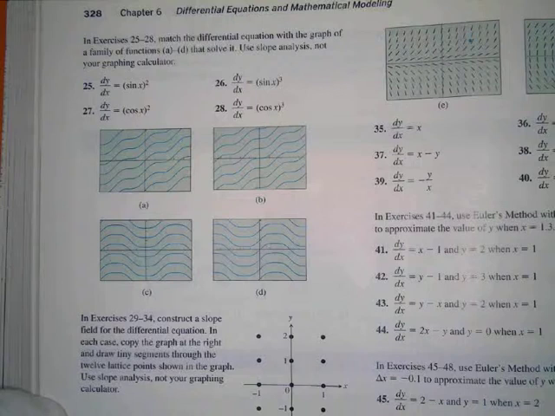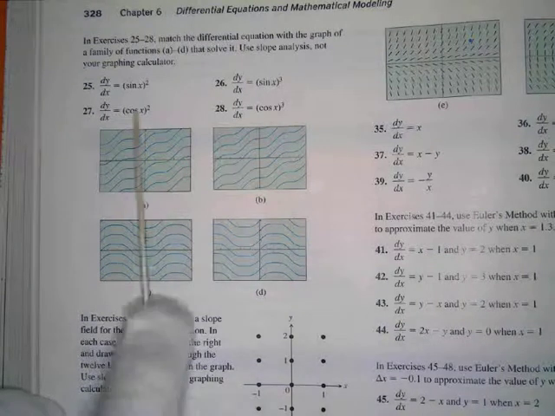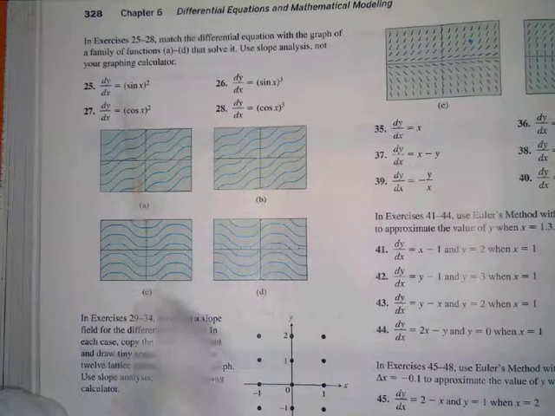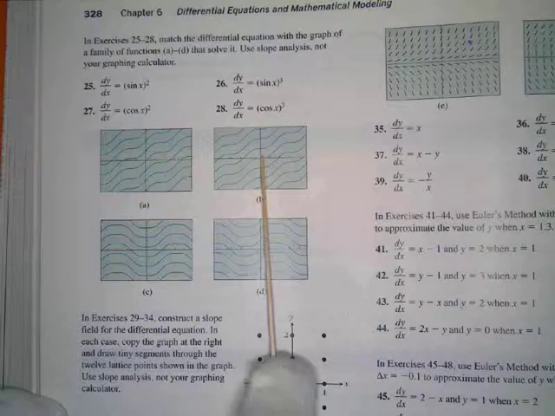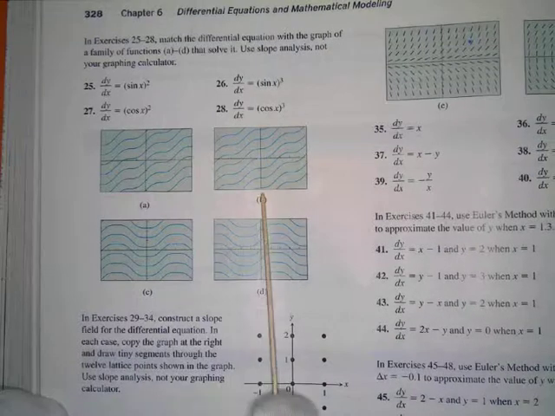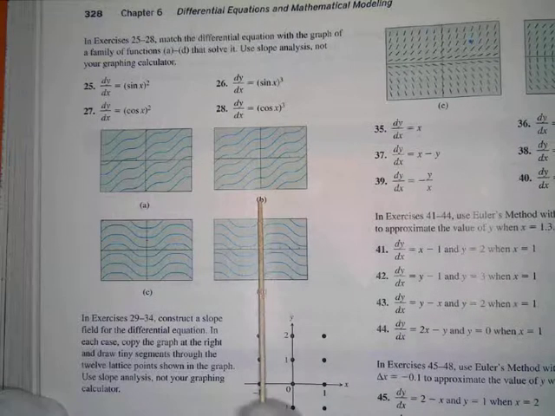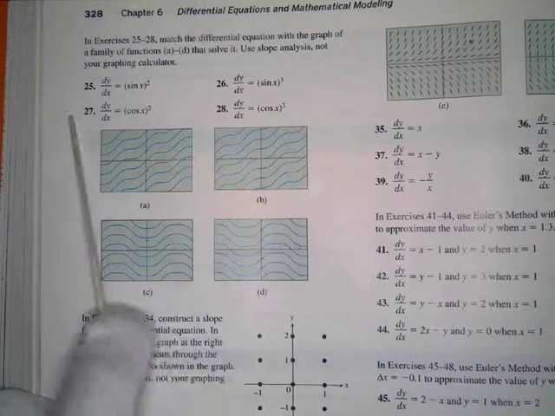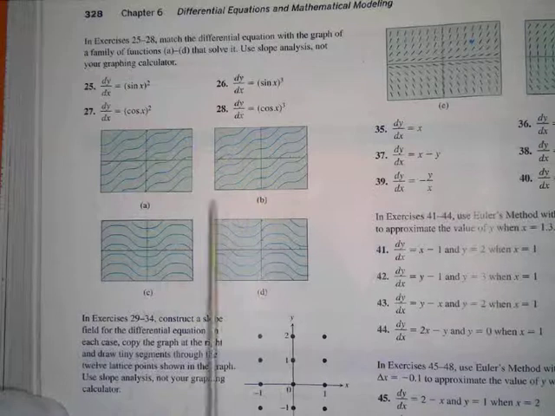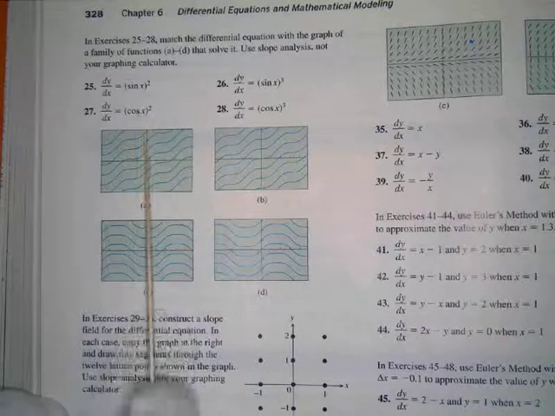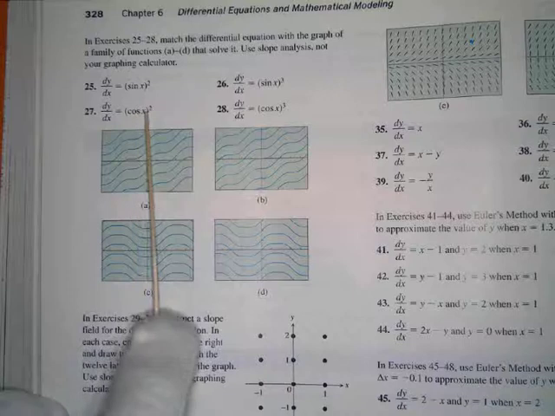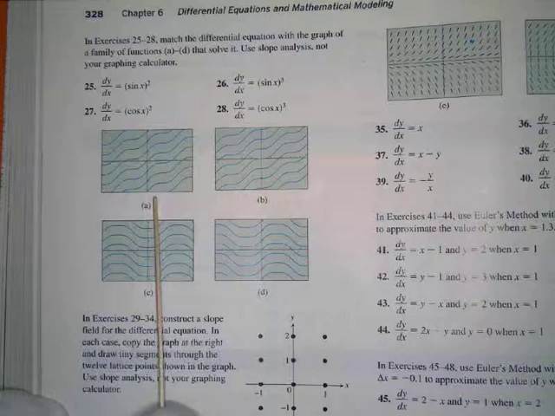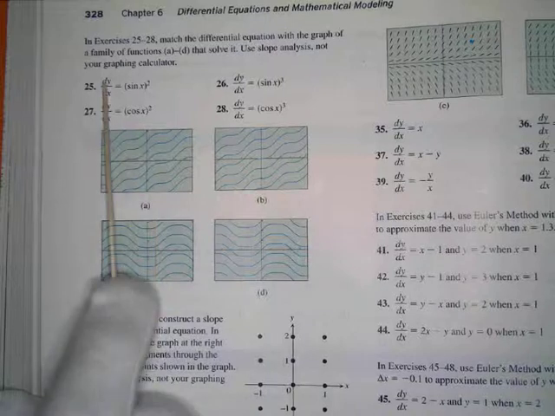Well, let's just put a point in. Let's say when x is 0. What's the sine of 0? The sine of 0 is 0. So that means when x is 0, I will have a 0 slope, and it looks like I have 0 slopes whenever x is 0 right here. So it looks like 25 would be letter B. And then 27 would be letter A, because when x is 0, cosine of 0 is 1. 1 squared is 1, so I got a slope of 1, and these all look like 1s. So I think that gives you 25 and 27.